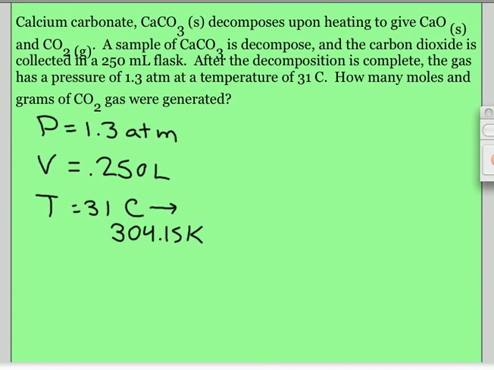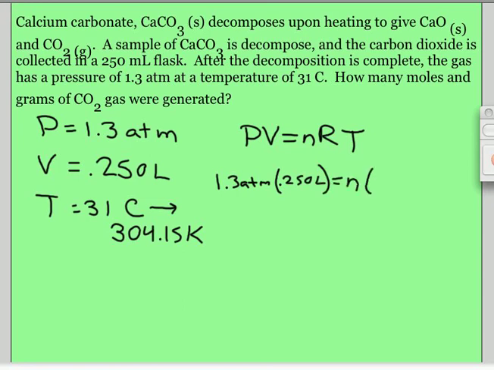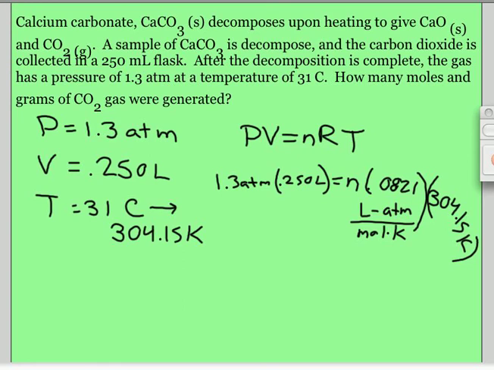We're not changing anything, so that's our giveaway. We're going to use PV equals nRT. So we're going to plug in 1.3 atmospheres, 0.250 liters. We don't know n. Now we have to pick the right R. And again, the R comes from what pressure we're using. We're using atmospheres, so we need to use the R that has atmospheres in it, which is 0.0821 liters atmospheres over mole Kelvin. And then last but not least, we need our temperature, 304.15 Kelvin.